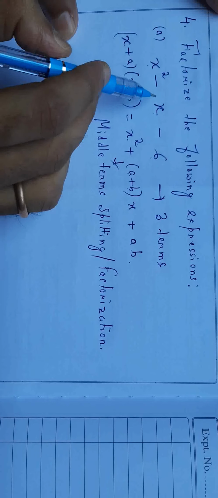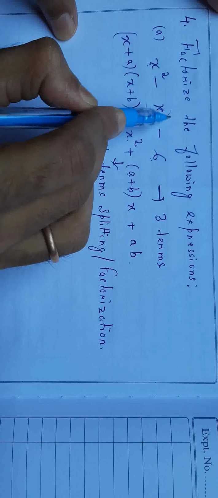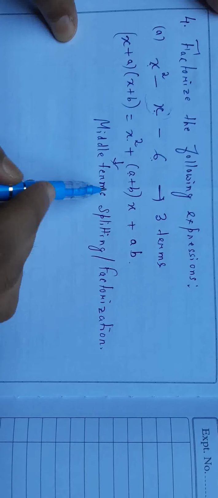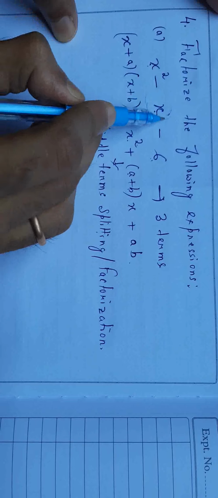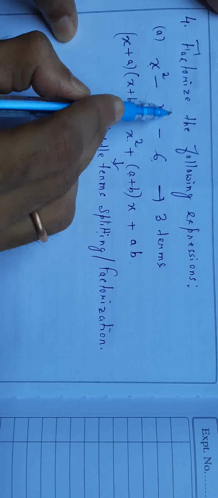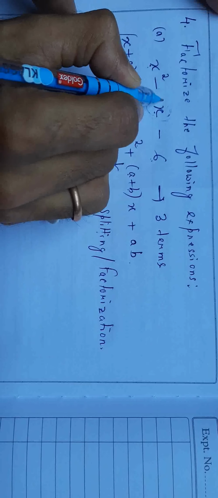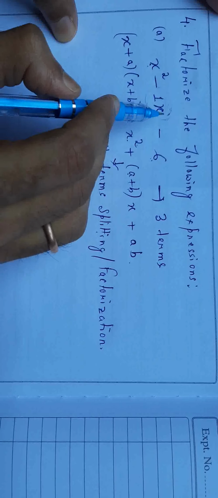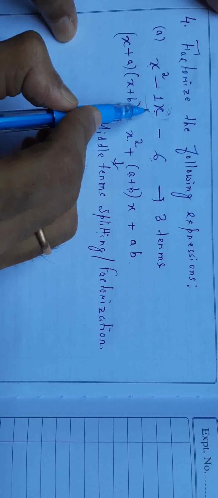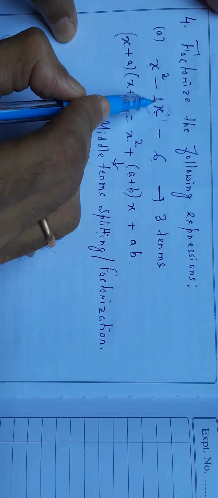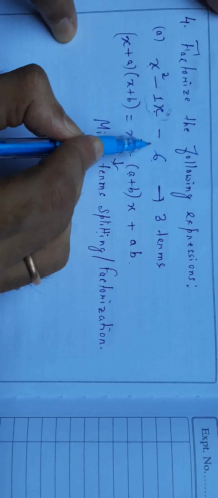In this method, this is the first term, this is the second term, this is the third term. So this is called the middlemost term. As the name implies, middle term splitting. Splitting means dividing. So we'll break the middle term in such a manner that if we add two numbers we get minus 1. Since nothing is there, that means it is minus 1x. And similarly those two numbers, if we multiply, we should get minus 6.